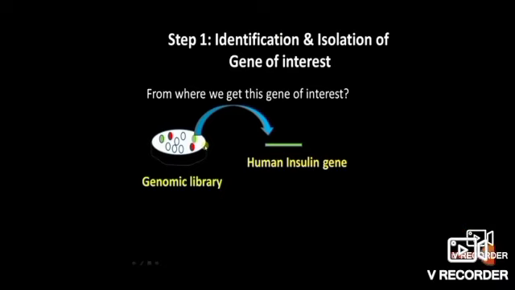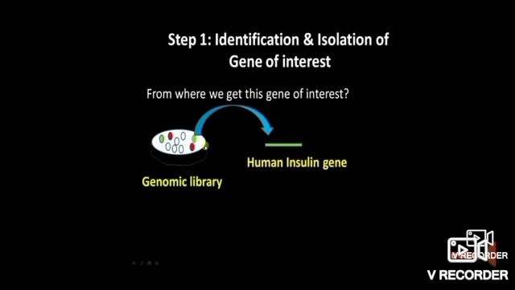Now to understand all these steps, let us take an example. Here we are going to introduce the human insulin gene into bacterium. So step 1, from the genomic library we have taken the human insulin gene. So left is the genomic library, from that we have taken one green colored piece. You can see there, that is the human insulin gene.